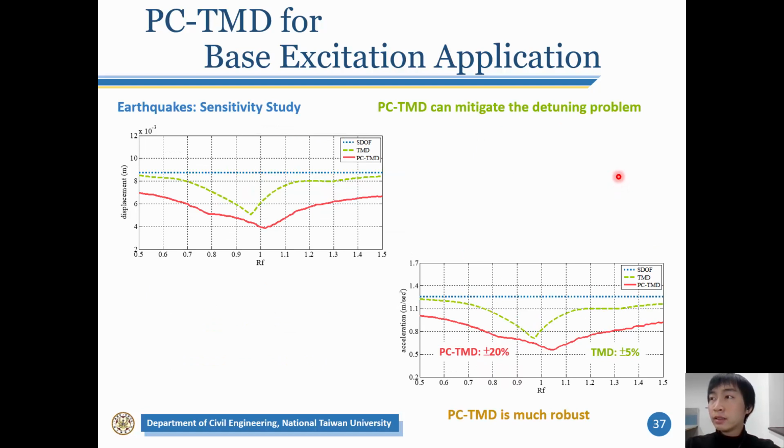And the detuning test also shows that the phase control tuned mass damper can stand a larger detuning situation. In this case, the traditional tuned mass damper only has 5% tolerance in frequency ratio to remain within the 80 Gal target. But the phase control tuned mass damper can have about 25% tolerance. So the phase control tuned mass damper is much more robust.